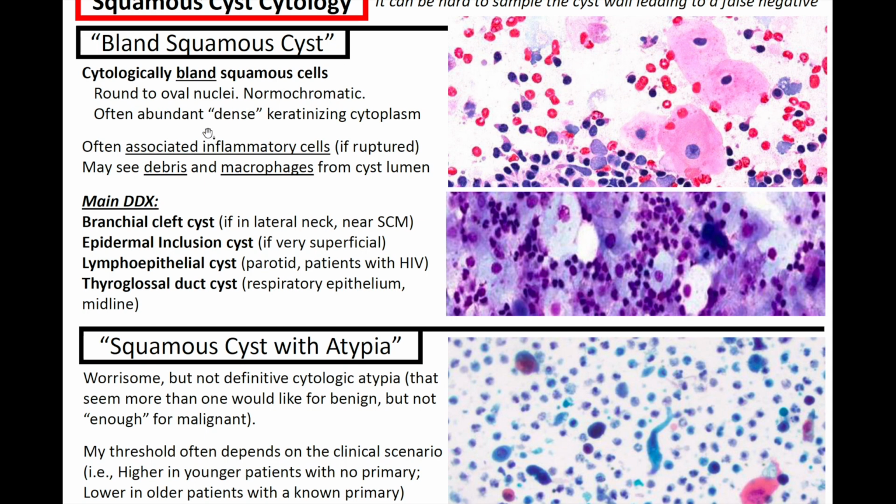So the main differential diagnosis for a bland squamous cyst is going to be your branchial cleft cyst. Remember, that's going to be if it's in the lateral neck near the sternocleidomastoid. Epidermal inclusion cyst, if very superficial. Lymphoepithelial cyst, parotid, patients with HIV, or thyroglossal duct cyst if it has a respiratory epithelium or it's midline.